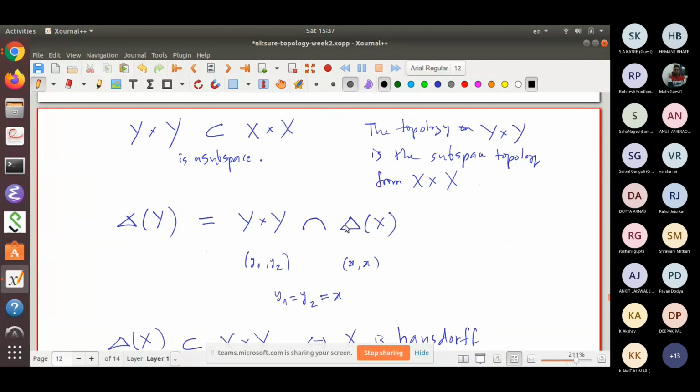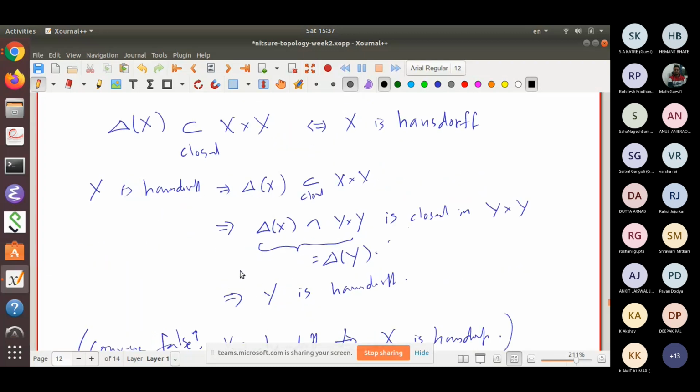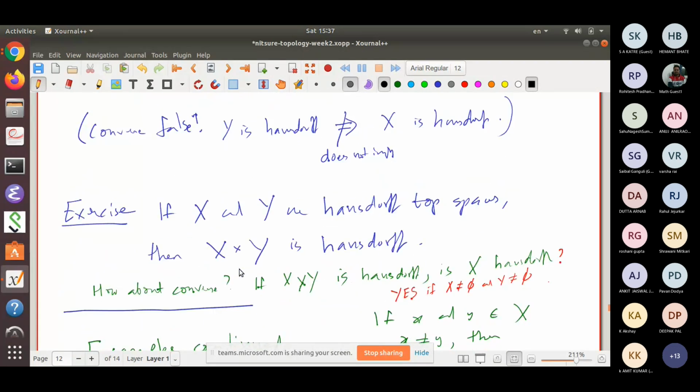Here, every point of the diagonal is a double point, (x, x), and the diagonal of Y is Y cross Y intersection X cross X. This shows that if I have a space X and a subspace Y, and if X is Hausdorff, then Y is also Hausdorff. Here it is. This is closed, X Hausdorff, Y is Hausdorff.